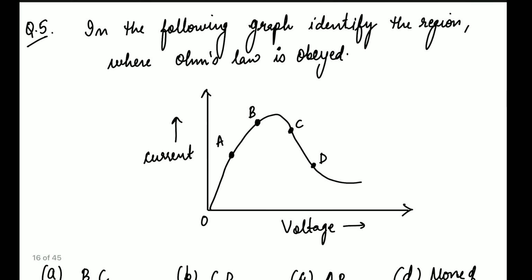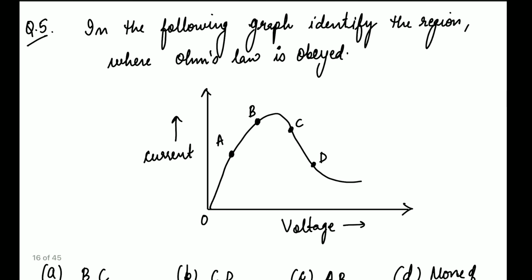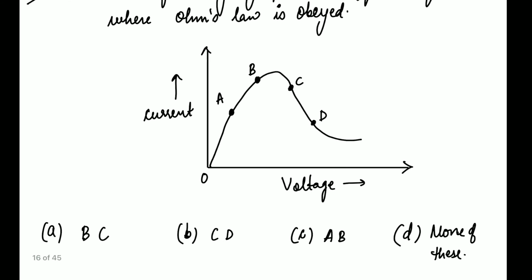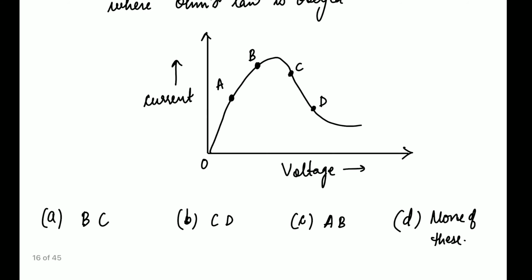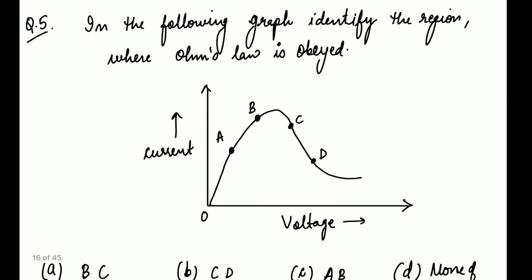Okay, great. Let's look at our fifth and final question of this video. In the following graph, identify the region where Ohm's law is obeyed. You have current on your y-axis and voltage on your x-axis, right? And this is the graph here, you can see that. I have different regions here, A, B, C and D. I have to find out which region obeys Ohm's law.